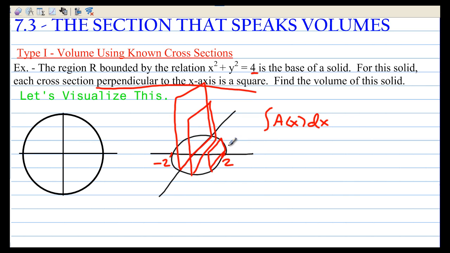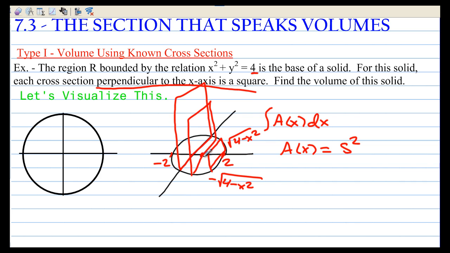And the equation is the square root of 4 minus x squared if we get y by itself. The top part is the positive, and the bottom part is the negative square root of 4 minus x squared. So there's the bottom half of the circle and its equation. So we need to find what A of x is. Well, the area of a square is the side squared, but that's not an x. So we have to represent this side with an x in it.